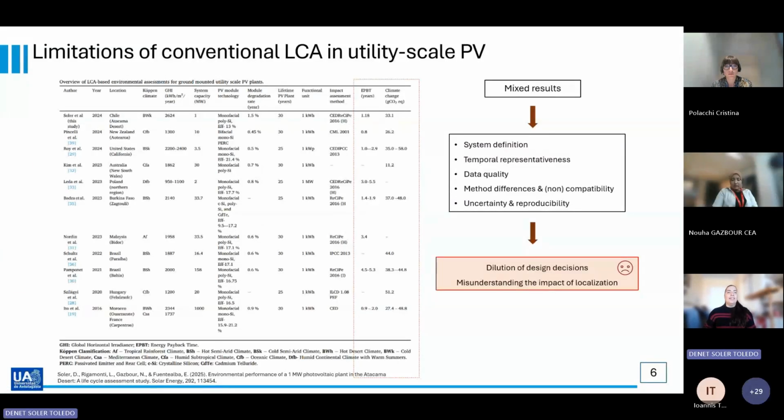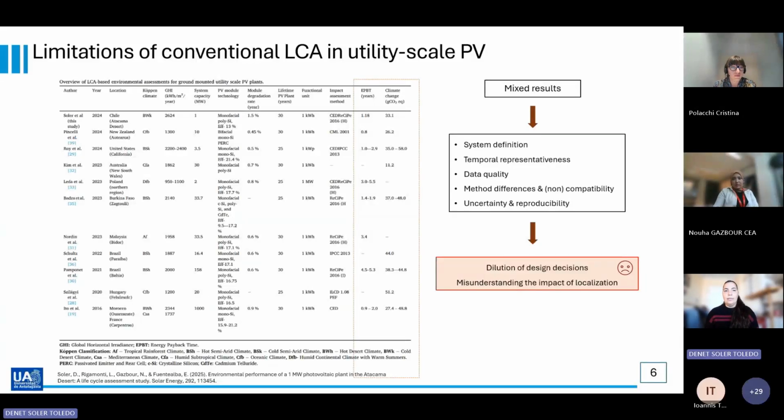So in the literature, we can see different studies applied in PV systems at utility scale. The results are very heterogeneous.